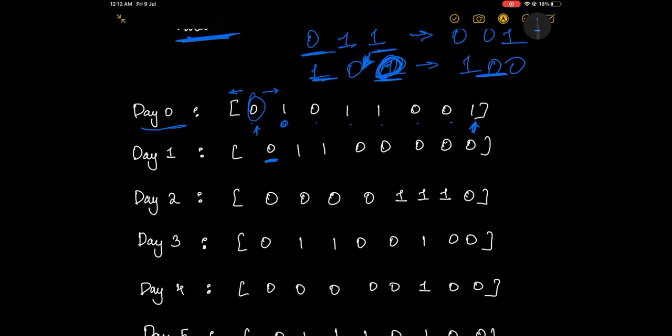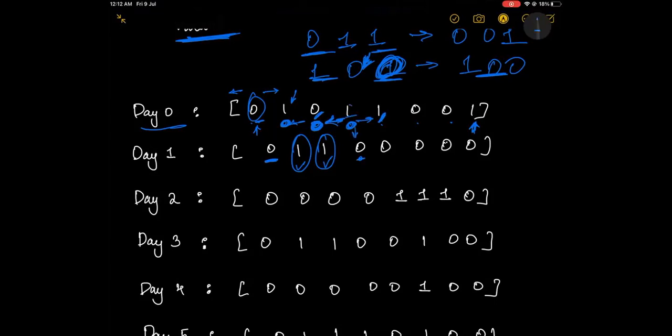Now we come to this point. Left is 0, right is 0, therefore this would be occupied because both adjacent cells are equal, so this becomes 1. Now we come to this. Left is 1, right is 1. Both of them are equal, so this also becomes occupied. Now we come to this point. Left is 0 and right is 1, which means both are unequal, so this becomes 0.